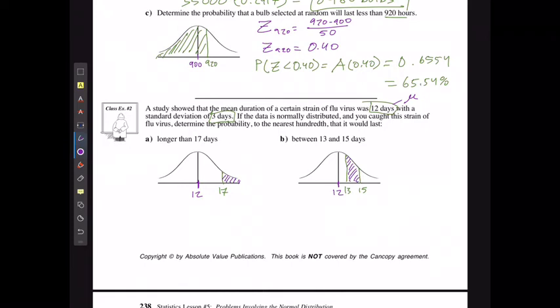Now, the first thing we need to solve for is the z-scores. So I'm going to say that the z-score at 17 is going to equal 17 minus 12 divided by sigma, which in this case is 3. The z-score is going to approximate to 1.67.